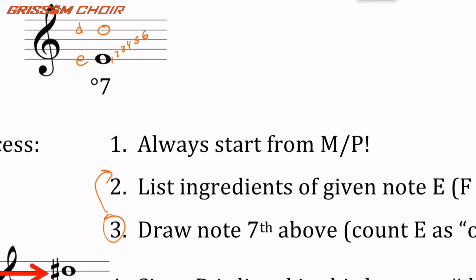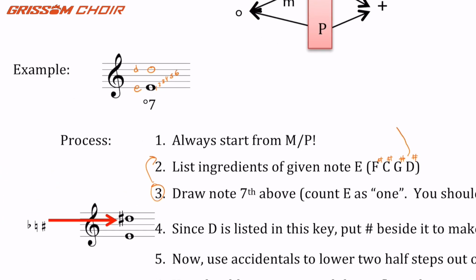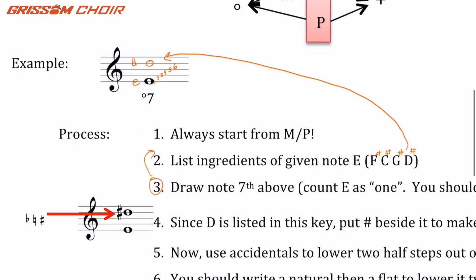Now we have to list the ingredients of the bottom note. So we have to think like we're in the key of the bottom note being E. E has 4 sharps in it: F sharp, C sharp, G sharp, and D sharp. One of these 4 notes is the note that we drew, and it is a D sharp. So in order to make this a major seventh above, we would have to put a sharp on that note. So a major seventh above E is D sharp.